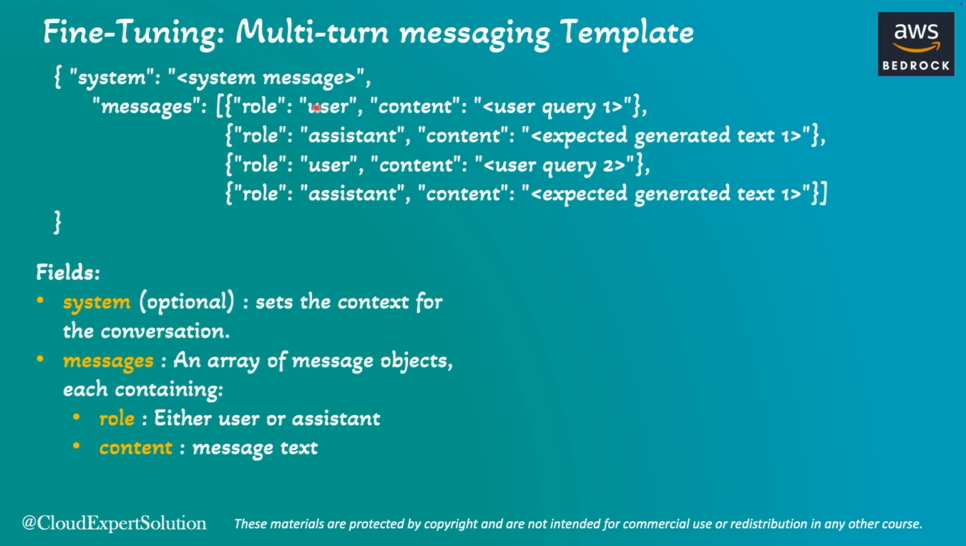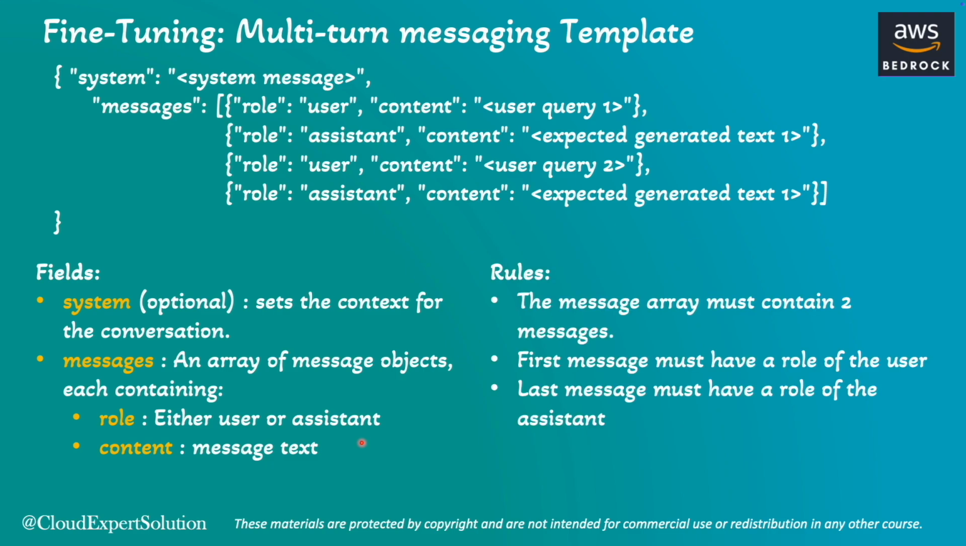In terms of fields, the fields are exactly the same. It should have a system, which is optional, where you are going to set the context, then the messages, and the message object will contain a role which will be either user or assistant, and the content for that particular message. In terms of rules, the first set of rules is exactly the same, but multi-turn messaging has one additional rule, and the rule is messages must alternate between user and assistant role. In single-turn, since it has only one user and one assistant, it's simple. But here we are using multiple sets. That is why you should have user, assistant, and it should come in an alternating manner.